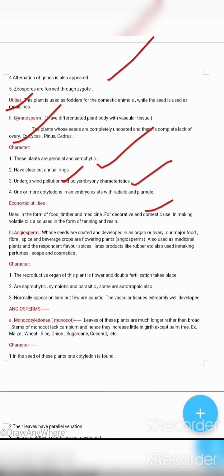Now, economic utilities of Gymnosperms, which are used in the form of food, timber, and medicine, for decorative and domestic use, in making volatile oils, and also used in the form of tanning and resin.